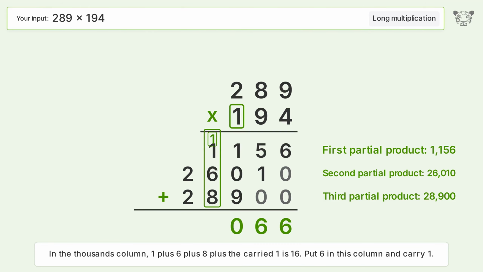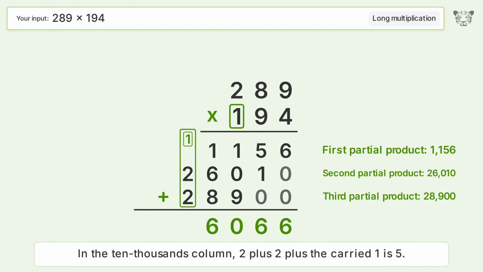In the thousands column, 1 plus 6 plus 8 plus the carried 1 is 16. Put 6 in this column and carry 1. In the ten thousands column, 2 plus the carried 1 is 5.